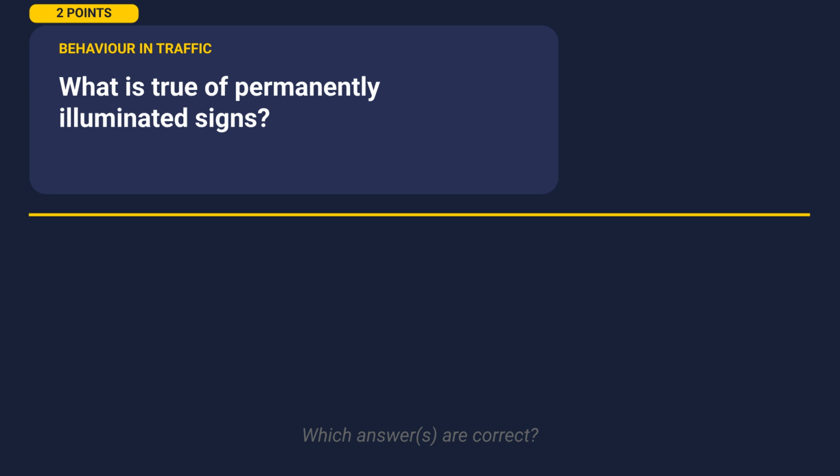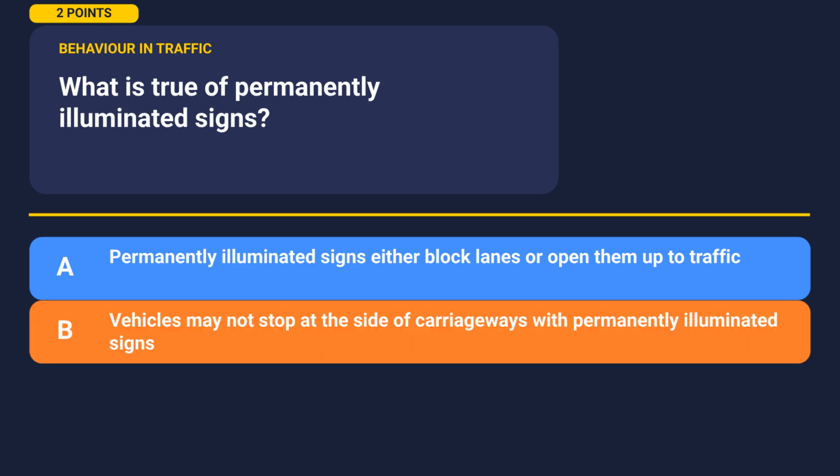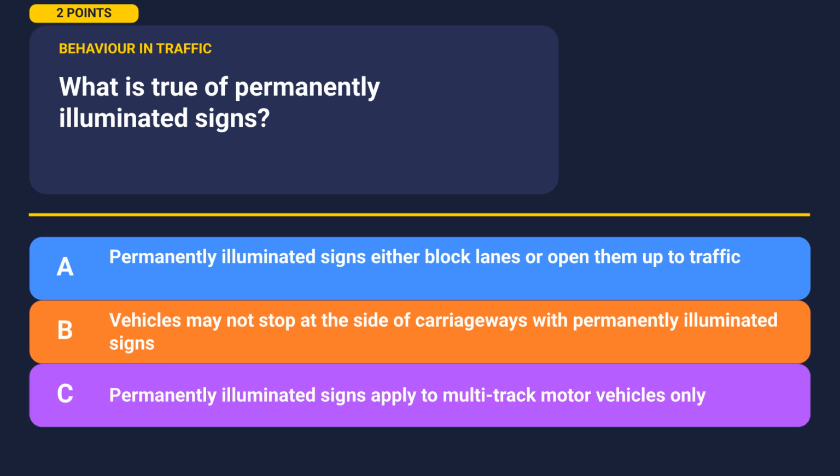All right, here's another one. What is true of permanently illuminated signs? Take a moment to look at the options. Option A. Permanently illuminated signs either block lanes or open them up to traffic. Option B. Vehicles may not stop at the side of carriageways with permanently illuminated signs. Option C. Permanently illuminated signs apply to multi-track motor vehicles only.